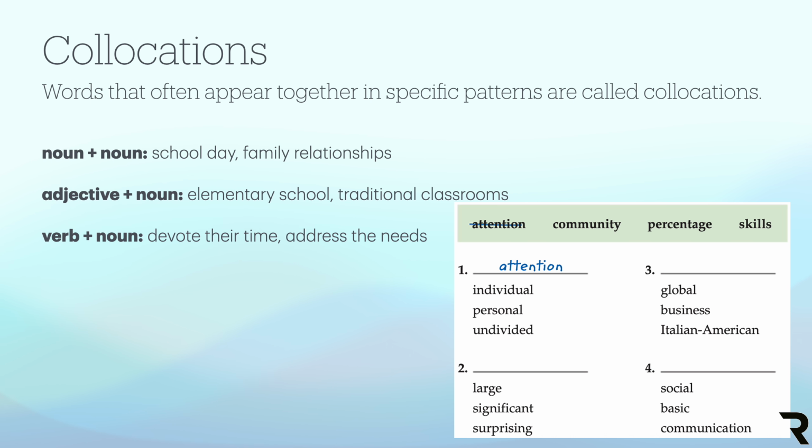Okay, look at this example. Individual attention, personal attention, undivided attention, okay? The number 2, large percentage, significant percentage, surprising percentage, okay? Global community, business community, Italian-American community, the black community, for example. Or skills, social skills, basic skills, and communication skills. So you can grab those collocations.